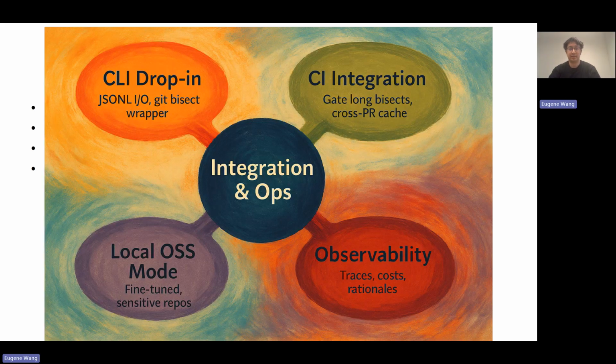So the system is designed to fit directly into existing workflows on a CLI level, just like a Git wrapper, but we can see it being used in the CI pipeline to gate long bisects to avoid runaway jobs, and then we can cache results across multiple pools to save costs, or developers can just use that as a safeguard when merging or undertaking new dependencies.